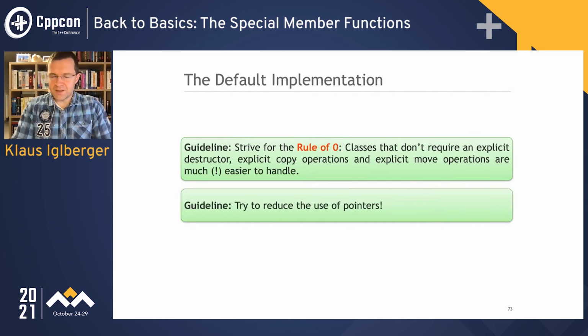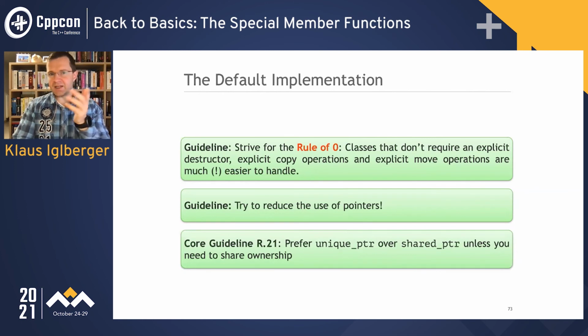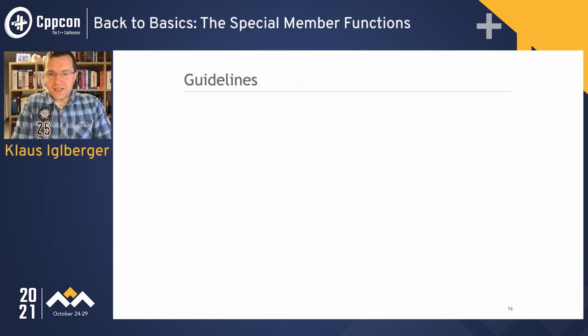But I hope this is a point that you now got on your own. Seriously important from my point of view. Try to reduce the use of pointers. They make your life so much more difficult. And here, this is the core guideline. R21, prefer unique pointer over shared pointer unless you truly need shared ownership. And trust me, you don't need that often. And it's not an excuse to have a simple implementation. It's a different semantics.